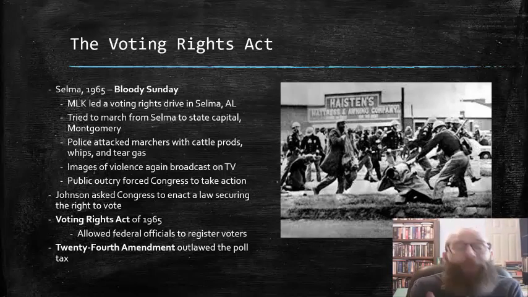With the Voting Rights Act, the federal government could step in and register these African American voters. The 24th Amendment was also passed in this period, which outlawed the poll tax, one of the fundamental discriminatory aspects of voting in this period that prevented many African Americans from voting because they could not afford to pay that poll tax.